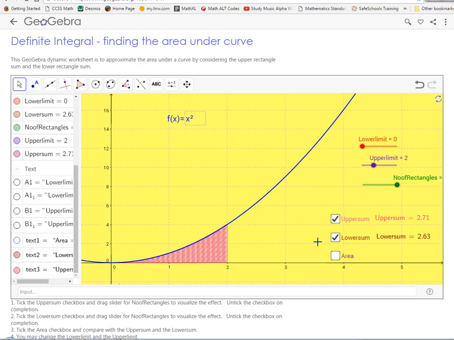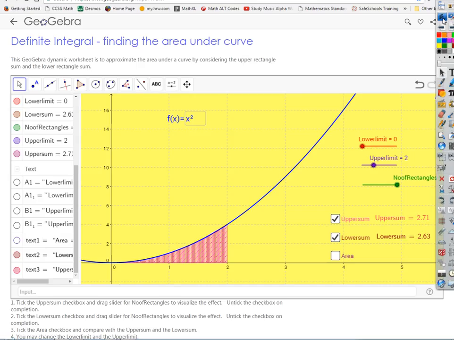Isn't it cool how it all comes together? So if we take a limit as the number of rectangles goes to infinity, then this is going to work, right? We're going to get an exact answer. So we should be able to do that. We have the skills to do that, right?